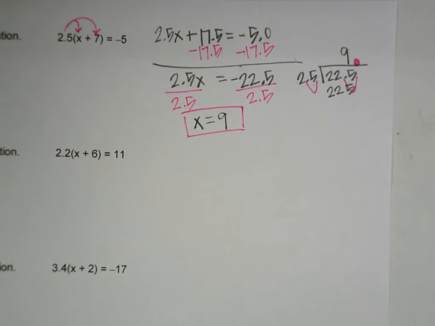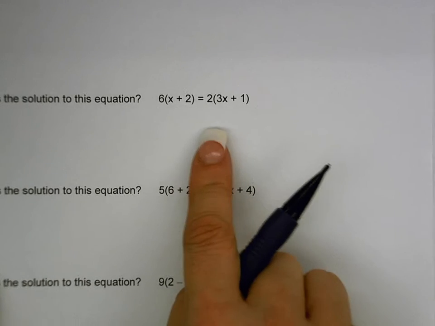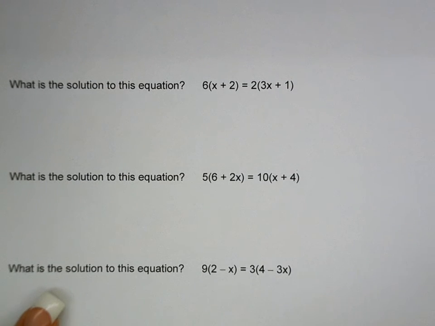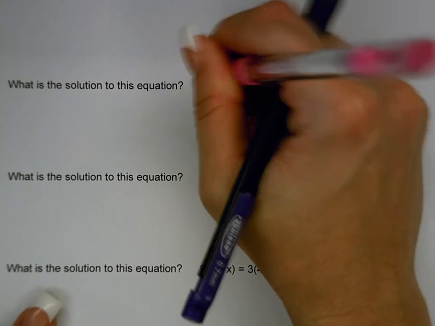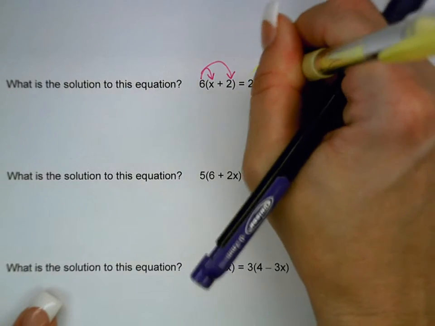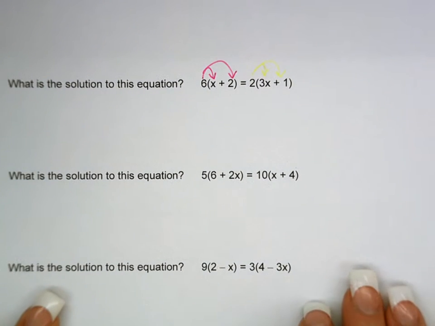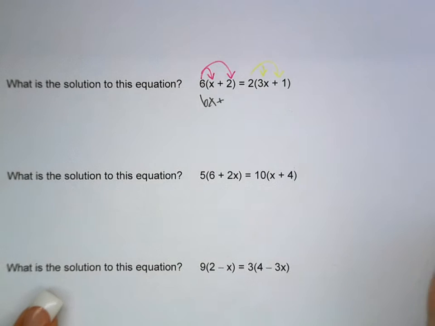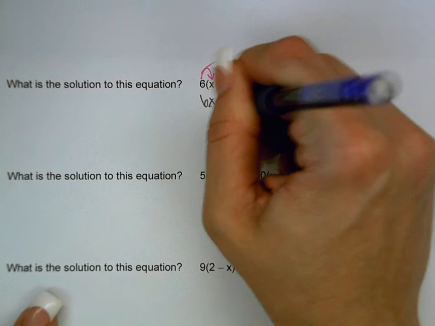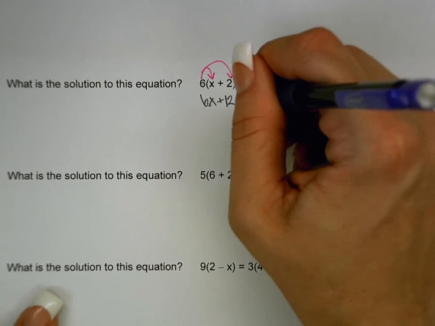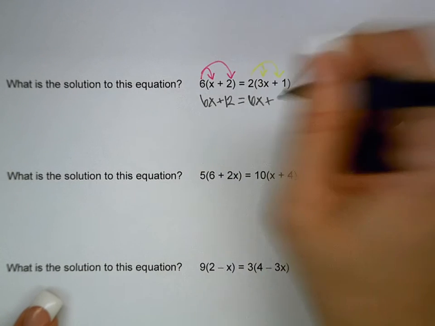And then the last one I'd like to go over with you guys is number 10. Okay, what is the solution to this equation? Where would you begin that problem? Distribute. So distribute the 6. And distribute this 2. Make sure that you're only distributing to the parentheses. Okay, so you have two different sides going here. So 6 times x is 6x plus 6 times 2 is 12 equals 2 times 3x is 6x plus 2.